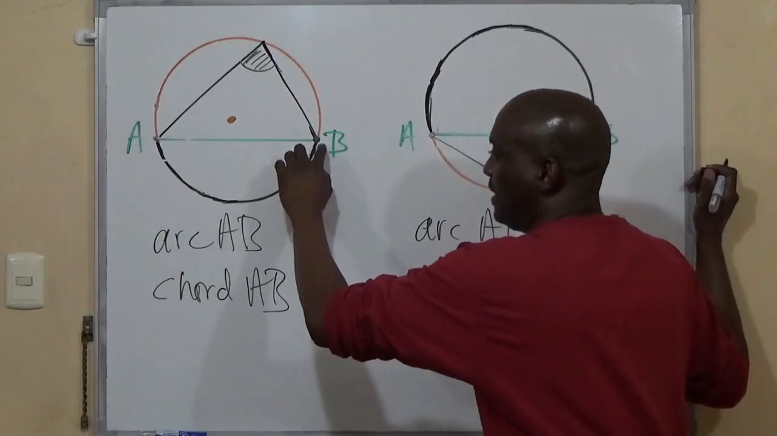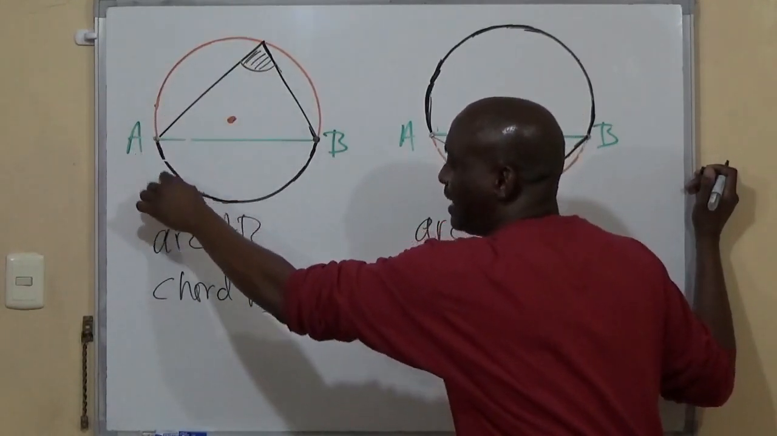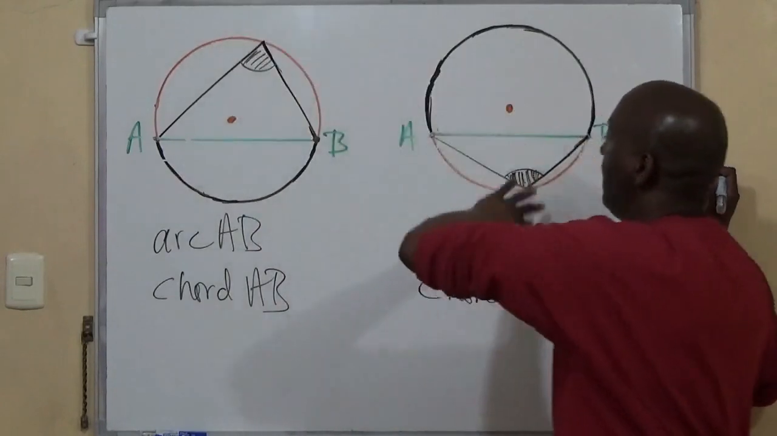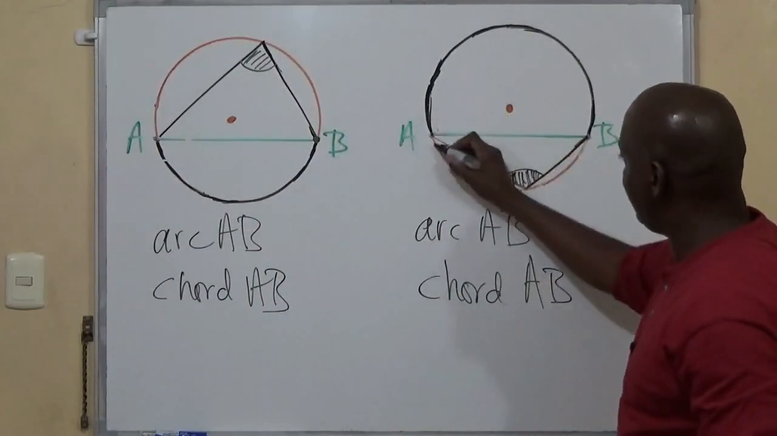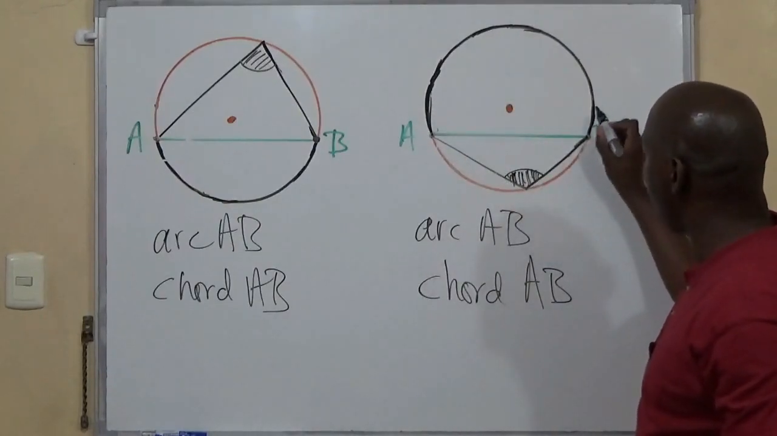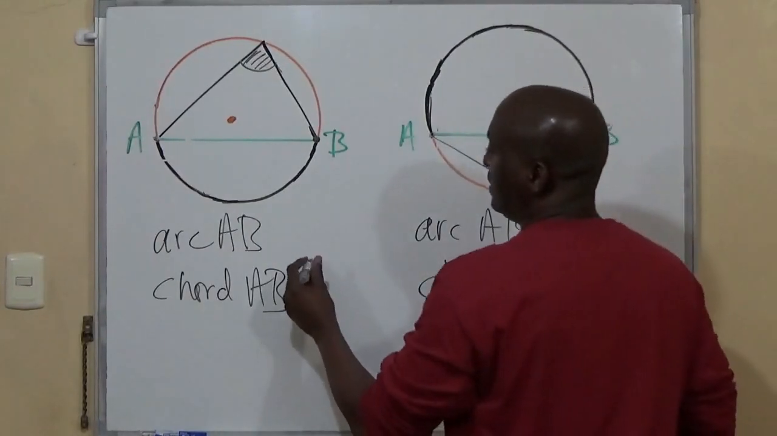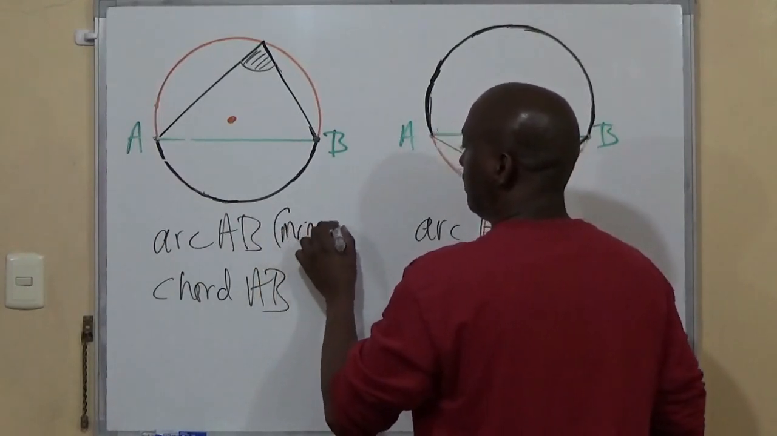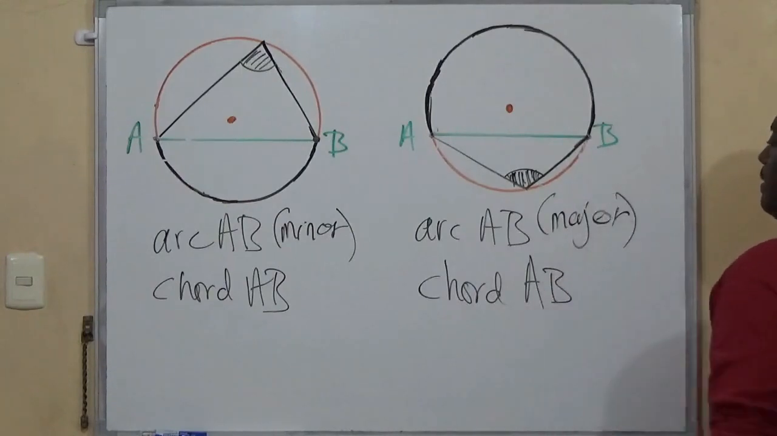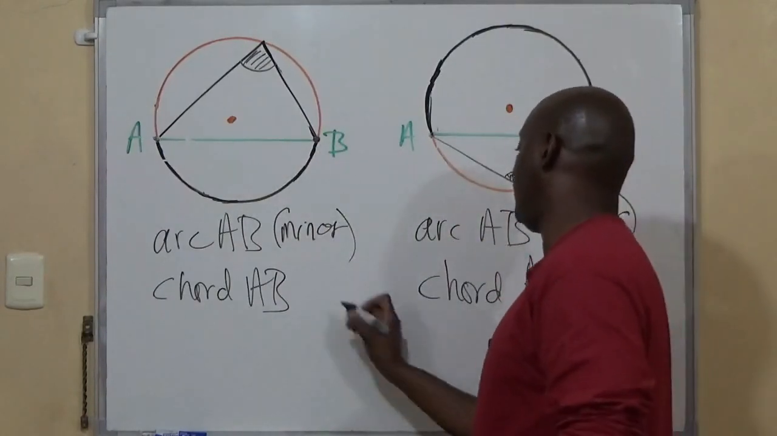By the same token, because the endpoints are identical, we could consider this angle as having been subtended by the arc AB, which in this case is the minor arc. The minor arc subtending an angle in the major segment. And by the same token, we have this angle here, which we can consider as having been subtended by the arc AB. In this case, the arc is the major arc subtending an angle in the minor segment. So in this case, the arc AB is the minor arc, and in this case, the arc AB is the major arc. Now, the same chord. Remember, the chord is the same. Chord AB is equal to chord AB.